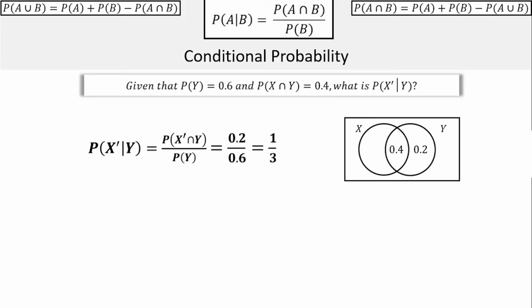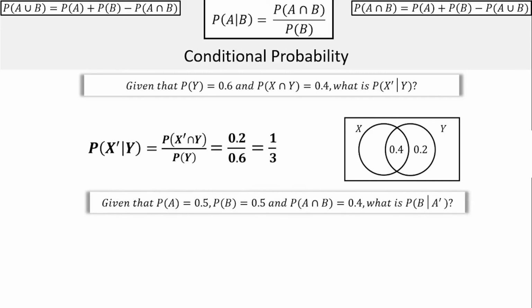Okay, let's look at another one where we would need a Venn diagram to be able to move forward with the question. As soon as I see that given statement, I like to write the intersection of B and not A all over the probability of not A. Probability of not A, I do know that straight away. It's going to be 1 minus probability of A, 0.5. But the intersection of B and not A, I'm going to want a Venn diagram to know exactly what that is.